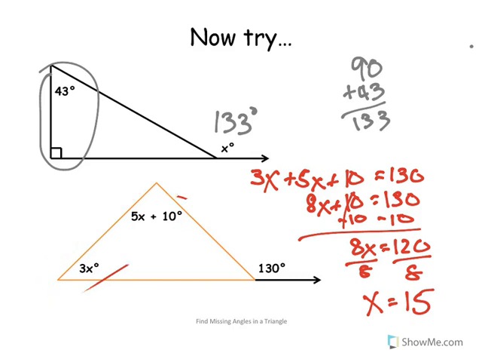And now we need to go back and substitute. So if x is equal to 15, 3x is 45 degrees. 5x is 75 plus 10 is 85 degrees. And 85 plus 45 gives us our 130, and there's our check.